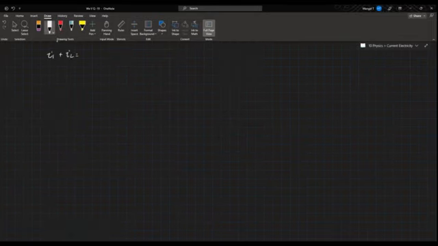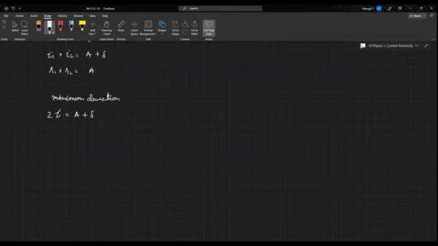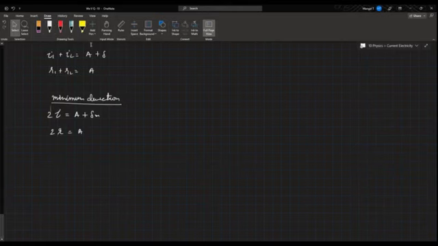I1 plus I2 is equal to A plus delta. And you have R1 plus R2 is equal to A. So this is like a common thing. But when you have minimum deviation, in that case, 2I is equal to A plus delta minimum. And you have 2R is equal to A. So when minimum deviation takes place, okay, what else do you know about minimum deviation?